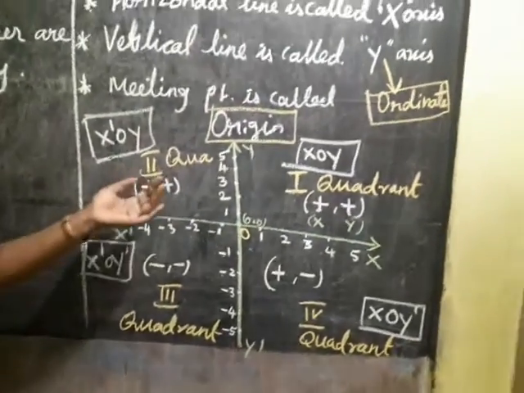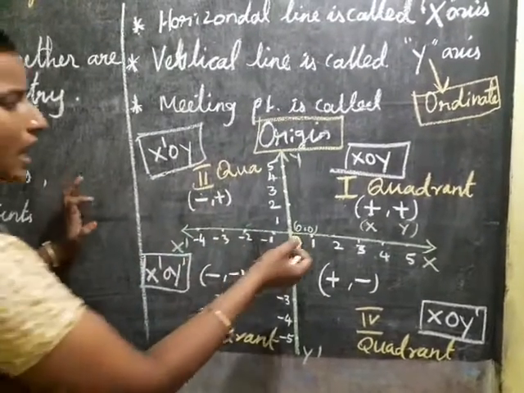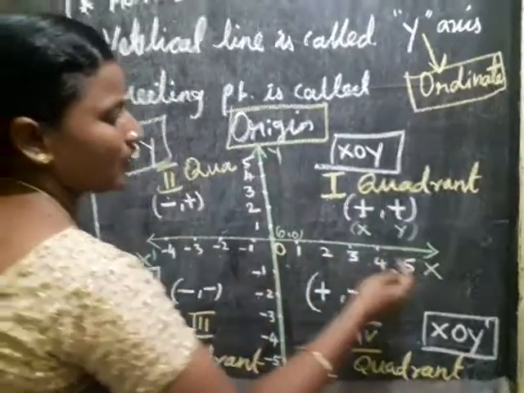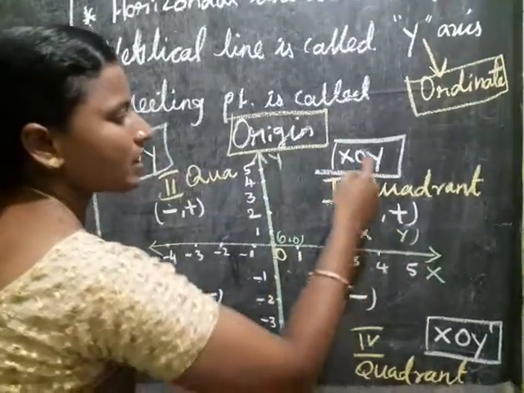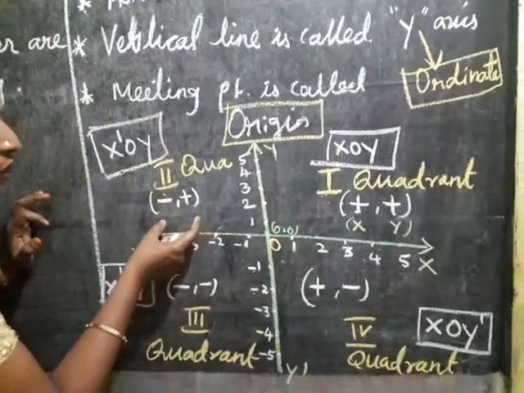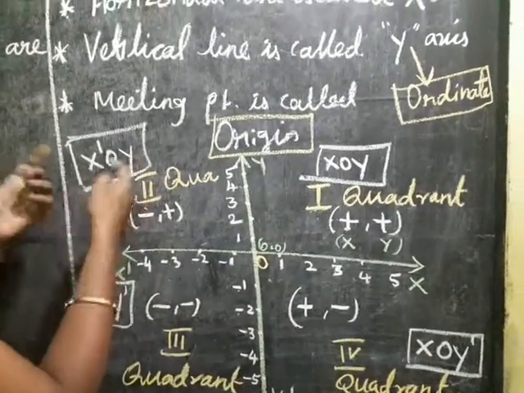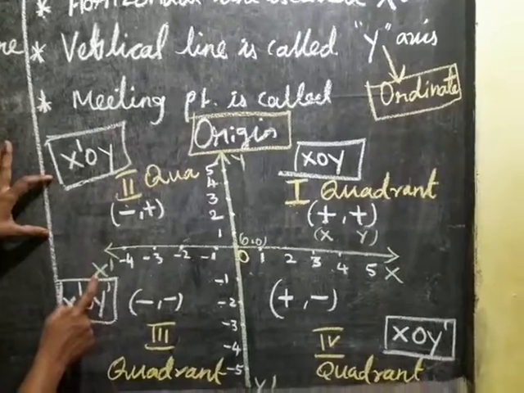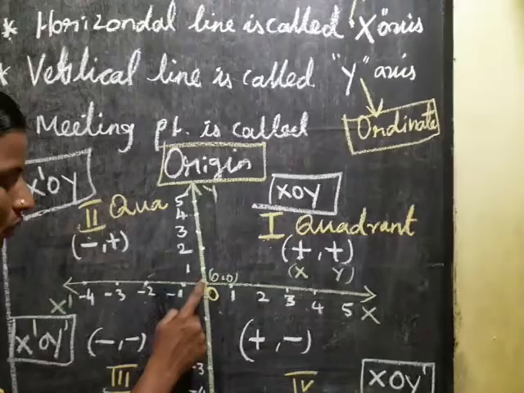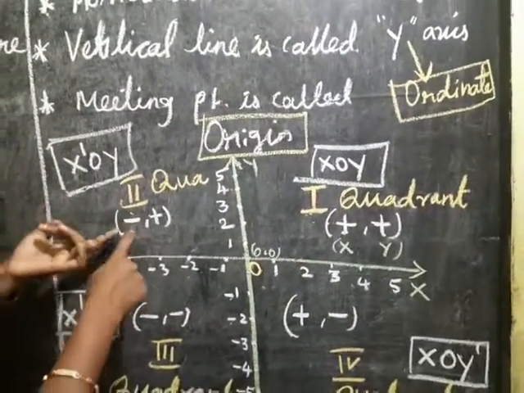Okay, shall we repeat that? The x coordinate and y coordinate sign. The first quadrant region is x, o, y, and the sign is plus comma plus. The second quadrant region is x dash o, y. How to write the region? First you have to write the x axis and then the y axis. So x dash o, y. Clear? This is the region. Then the sign is minus comma plus.